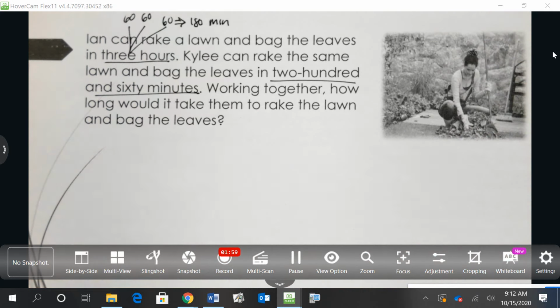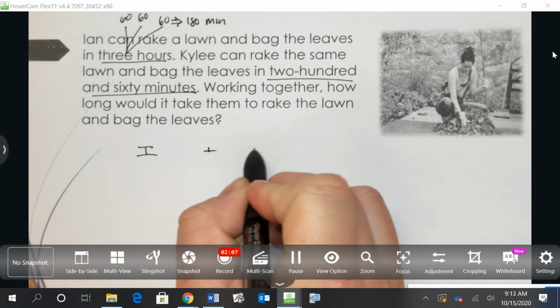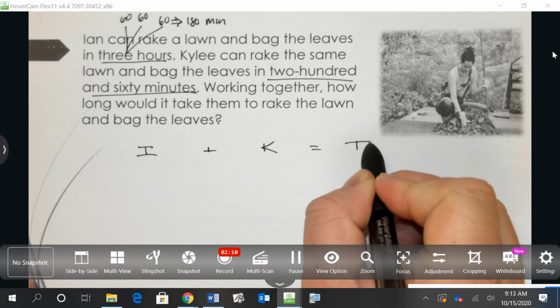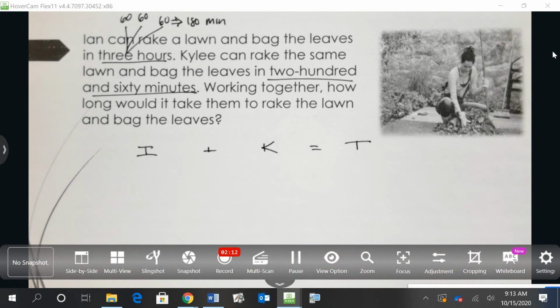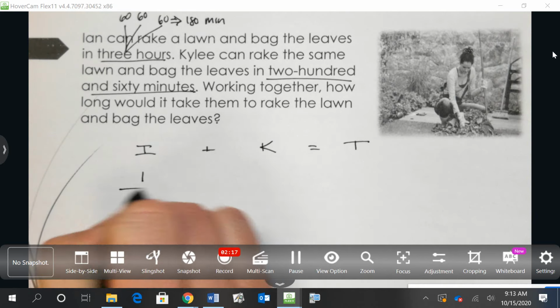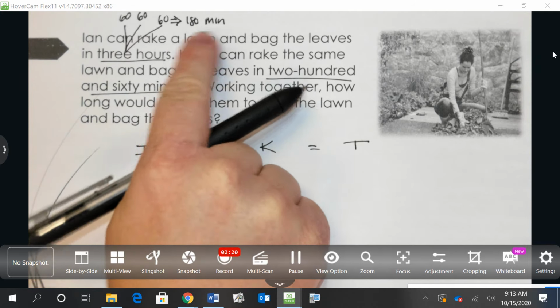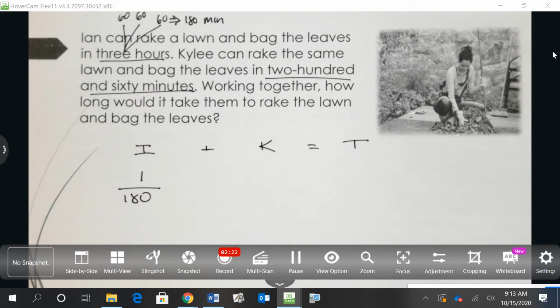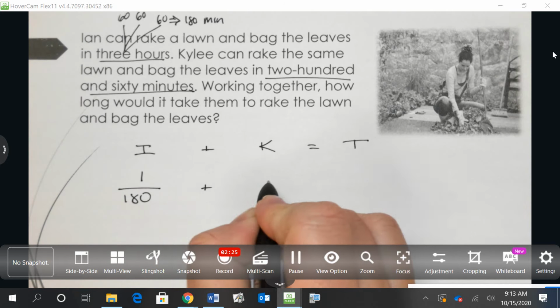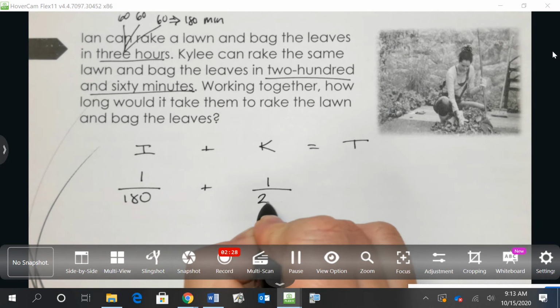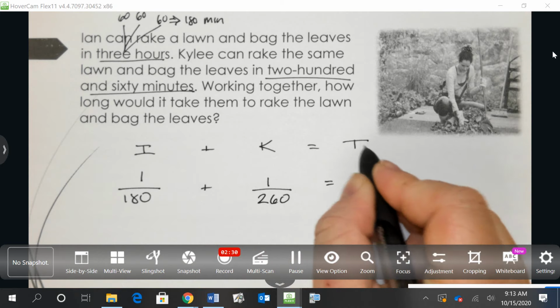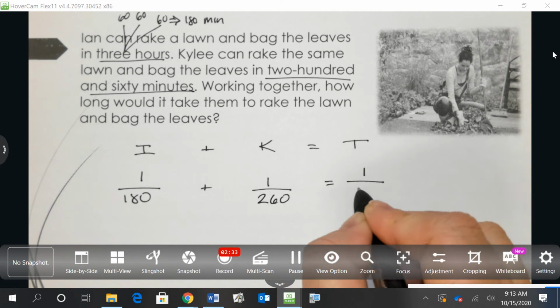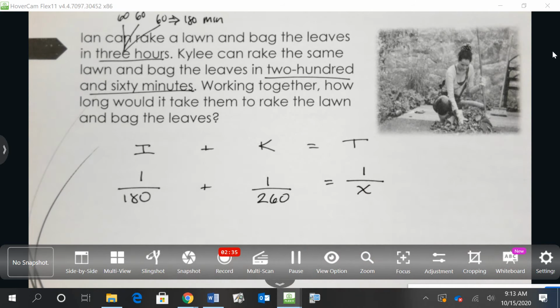Now how we set up problems like this is all the same. We have two different, we'll say, subjects we're talking about. In this case, it's Ian and it's Kylie. And then we talk about what can they do together. So here it says that Ian can rake the lawn and bag the leaves in 3 hours. He can do this one task in an amount of time of 180 minutes. Kylie, on the other hand, can do the same task in 260 minutes. And the question says, together, doing that same task, how long does it take them?